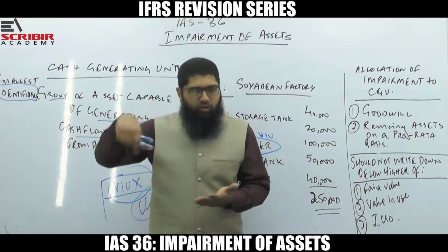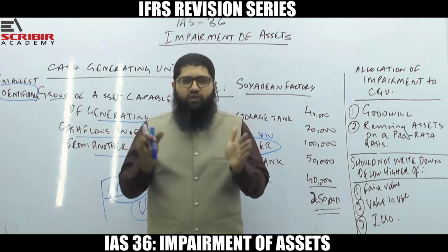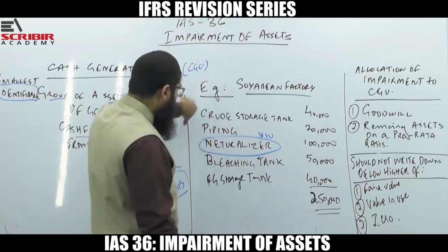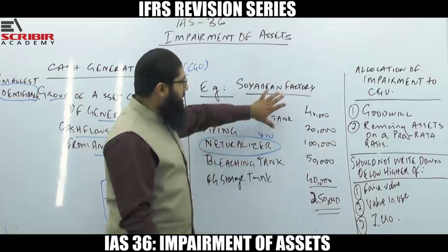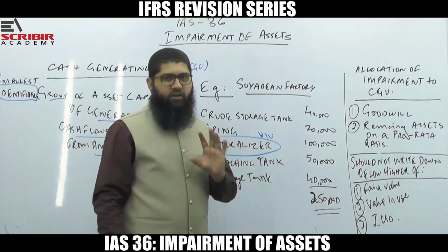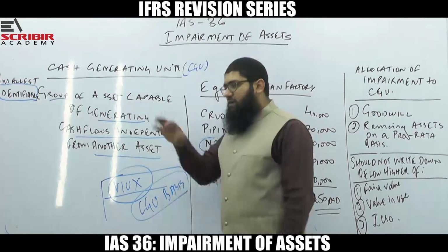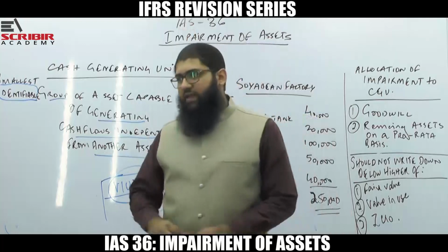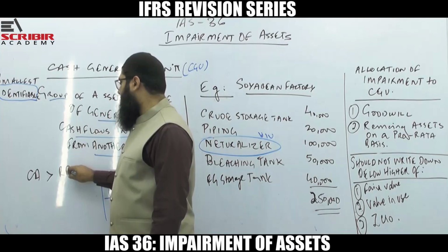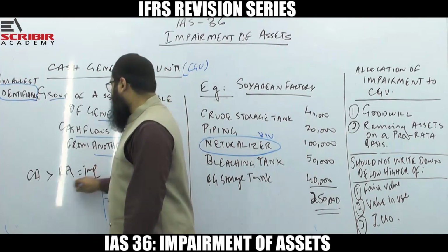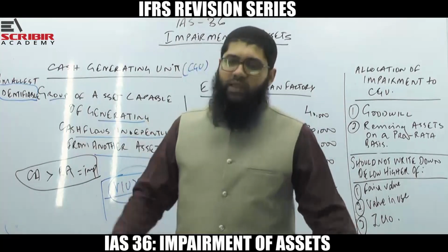I'm going to consider all those assets which are the smallest group of assets which can generate cash flows independently from others. So I identified that all of them combined can generate cash flow independently from the rest of the factory. So this is going to be considered as a CGU, the cash generating unit. What am I going to do now? What I'm going to do now is that I will test this CGU for impairment in the same way as I do it for the other assets, which is that I will compare the carrying amount with the recoverable amount. If the carrying amount exceeds recoverable amount, there is going to be impairment.